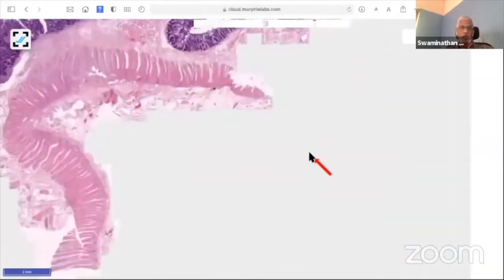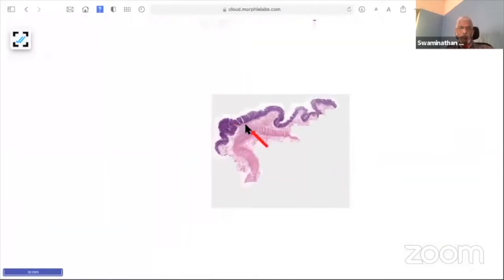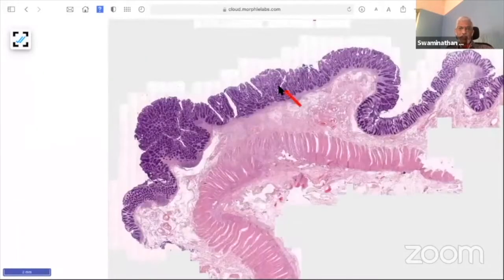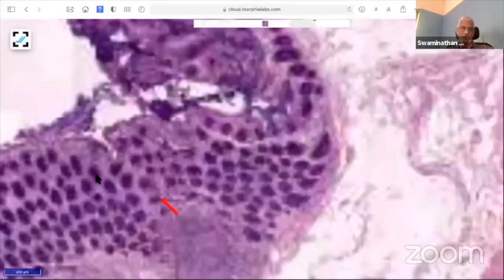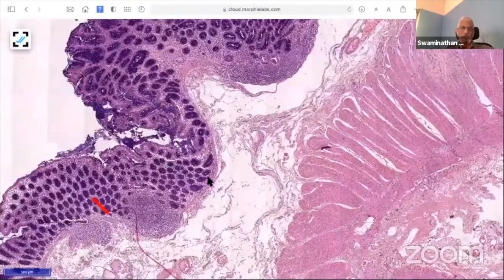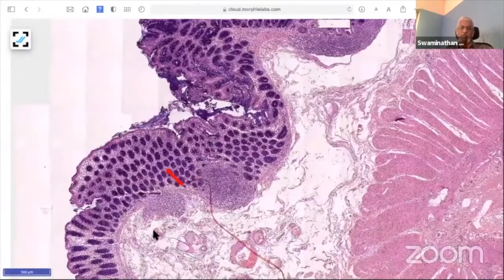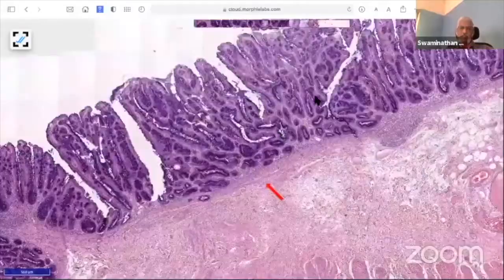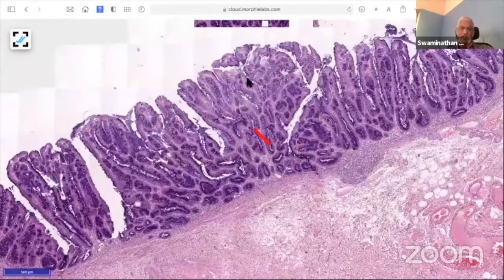Case number 12. Even though it looks polypoid here, the main lesion is here. See here, the glands are uniformly sized, shaped, distributed. See how nicely they are uniformly sized, shaped, and distributed here. And when you come to this side, you start seeing the serration. And see, rather than standing, the glands have started lying down.